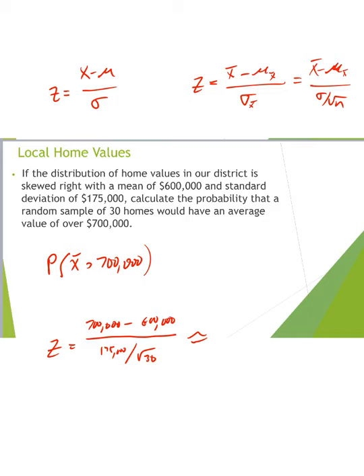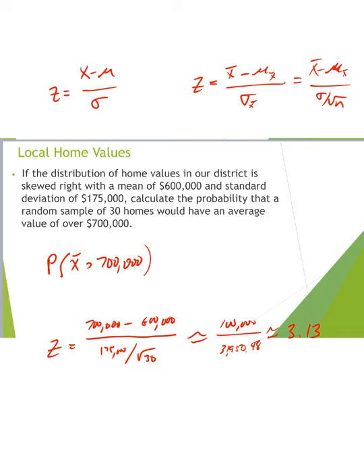Okay, so what we have here is we get that $100,000 is the numerator, and we divide that by the value that we got when we did the sigma over root n, which was about 31,950.48. And you don't need to write this step necessarily, but that gives us a z-score of about 3.13.